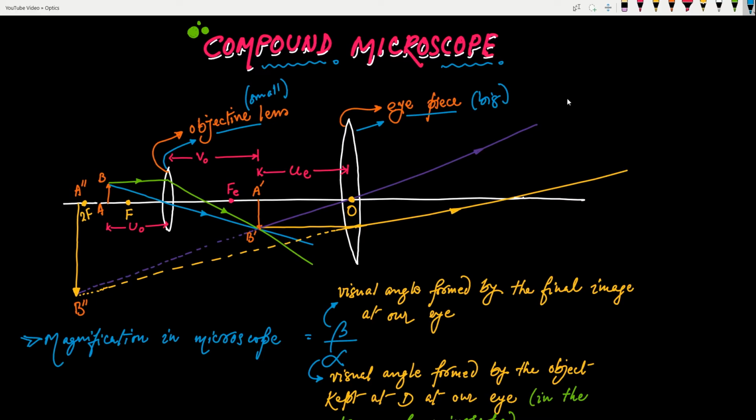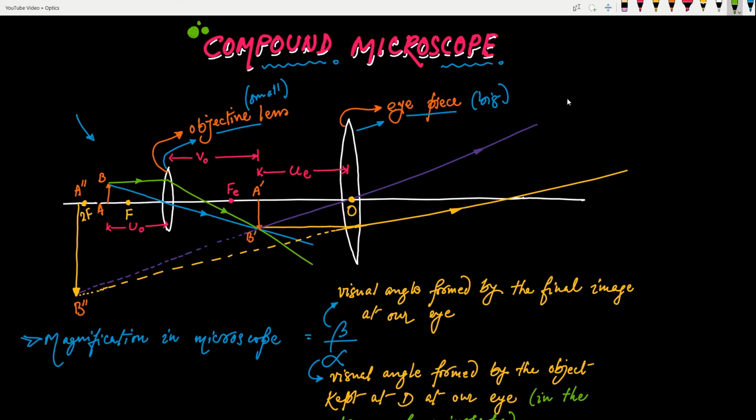Now let's understand the diagram. Here, what we are doing in this concept is that we will magnify the object twice, once by the objective lens and then by our eyepiece lens. Let's understand now that AB is our object. Okay, this is the object that we need to magnify.